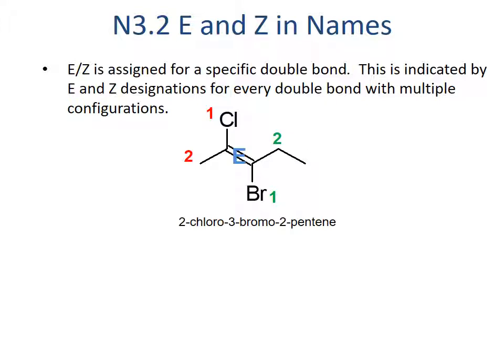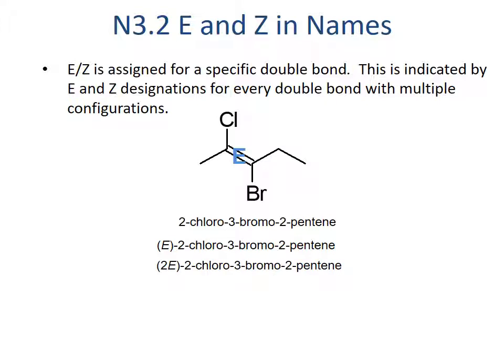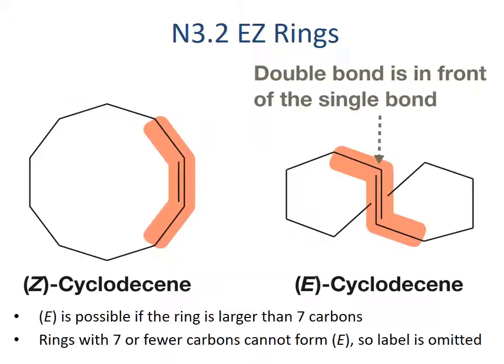These groups are E. And the E designation can come alone at the beginning of a molecule name if there is only one bond that needs this type of labeling. Alternatively, the E label can be immediately preceded with a position, like so. In a ring, strain prevents E configurations if there are 7 or fewer carbons, but they are allowed with 8 or more carbons. Any ring with 7 or fewer carbons and an alkene is assumed Z, no label necessary.